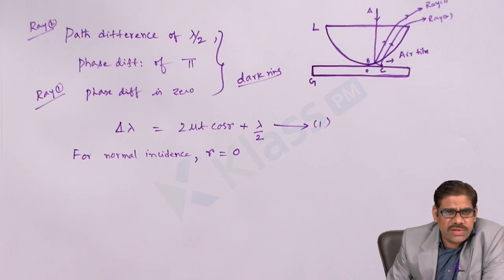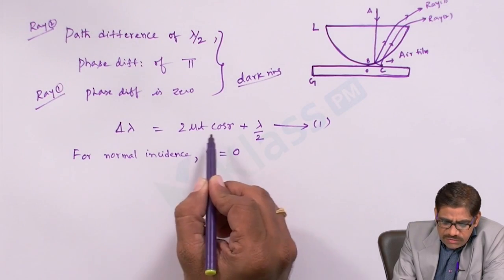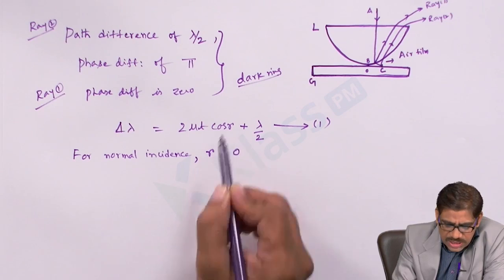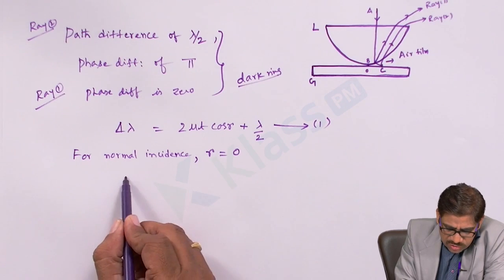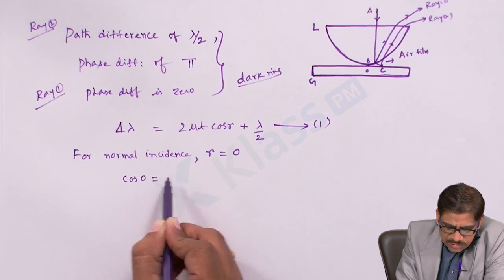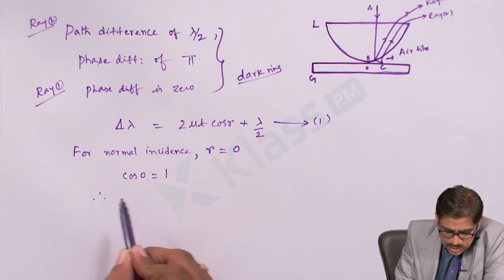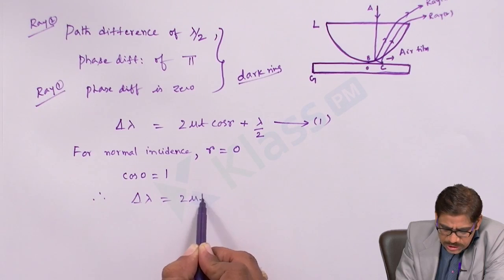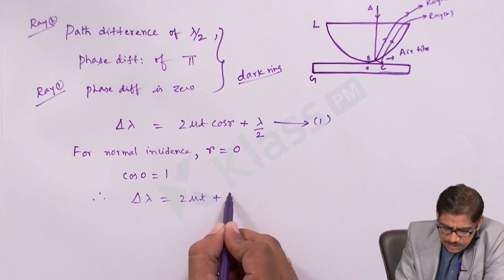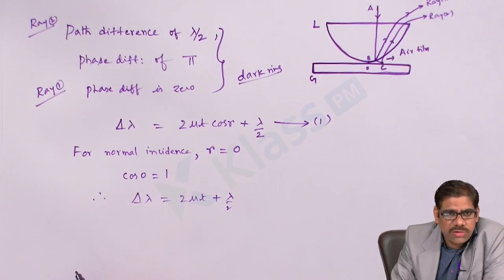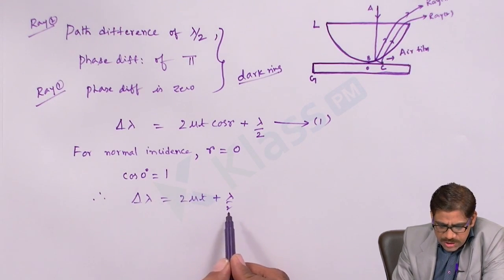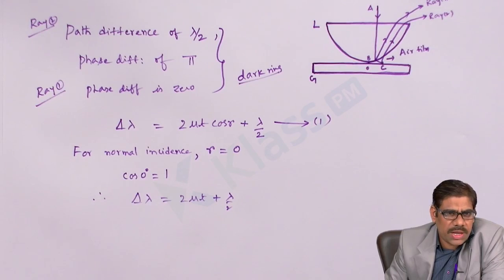Now, in this case, if you substitute the value of r in the above equation, we have, as we know, cos 0 is equal to 1. Therefore, delta lambda is equal to 2 mu t plus lambda by 2, since cos 0 degrees is equal to 1. So, 2 mu t plus lambda by 2 is delta lambda.